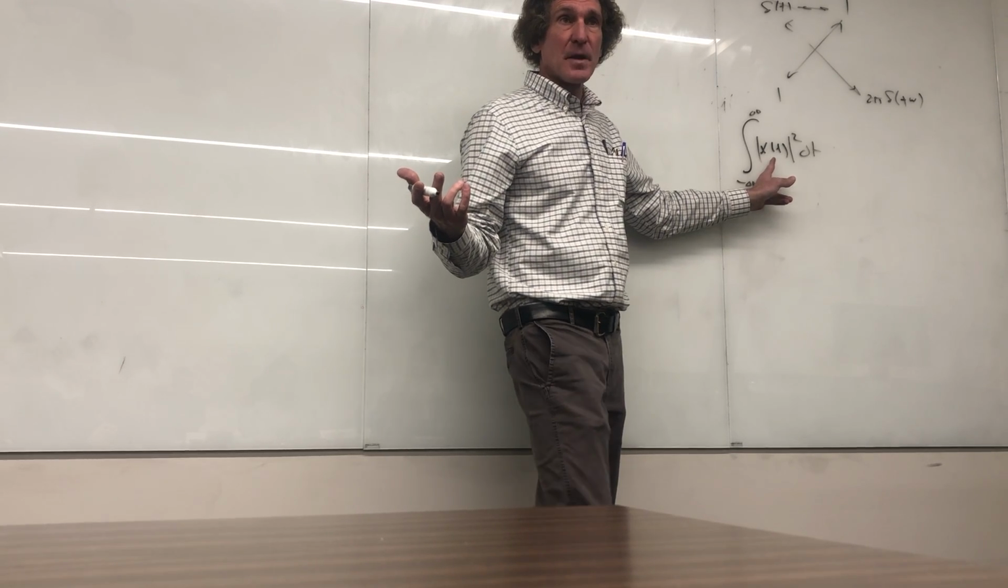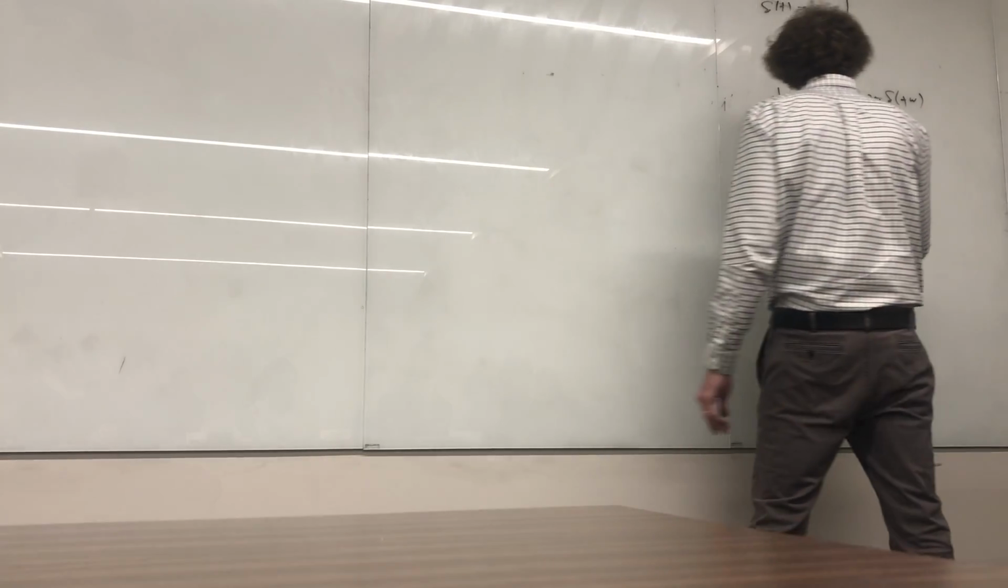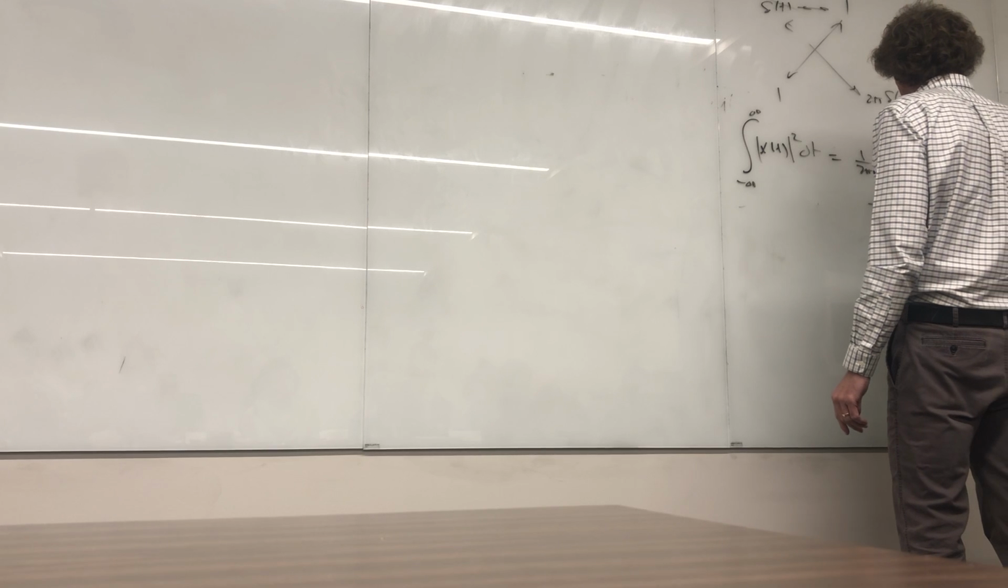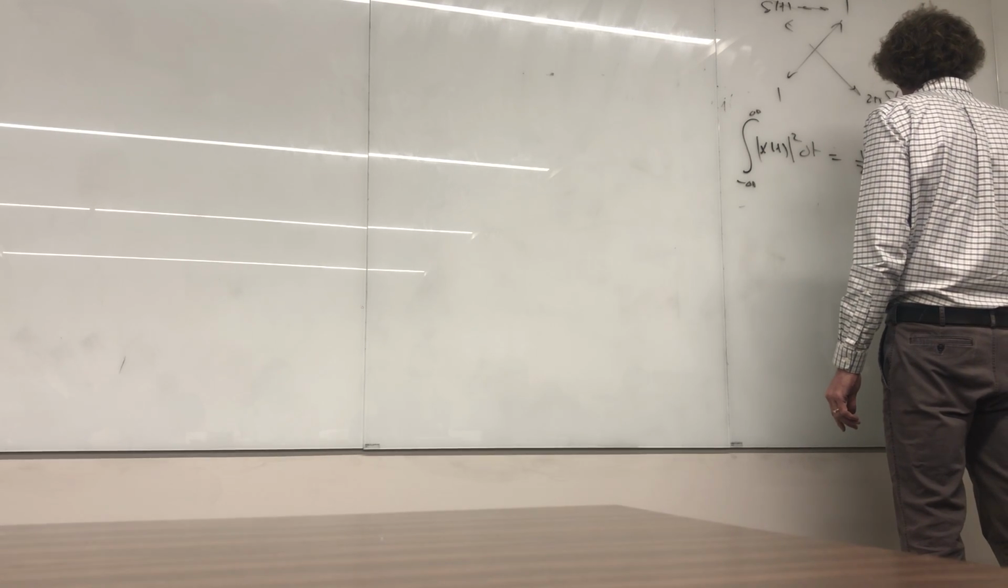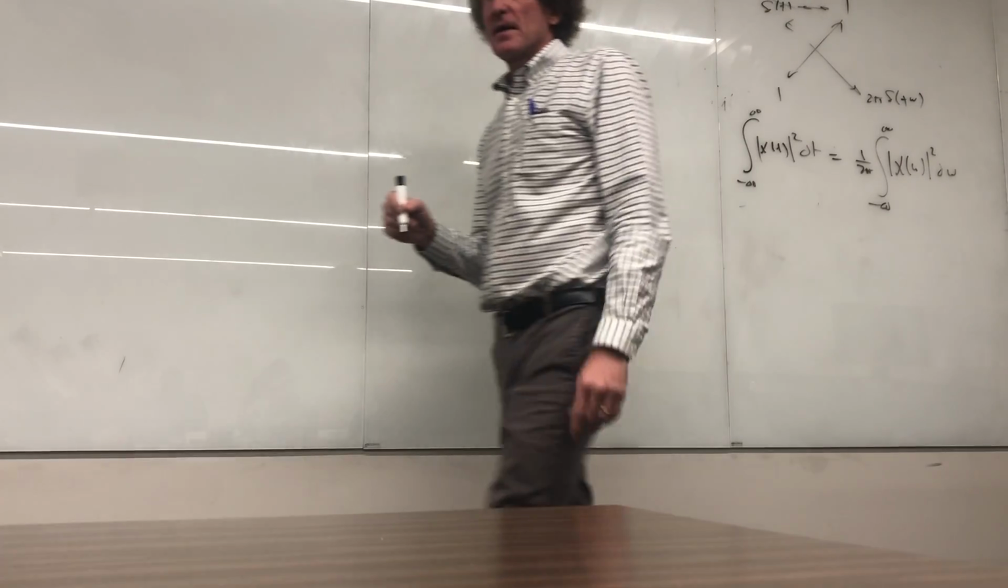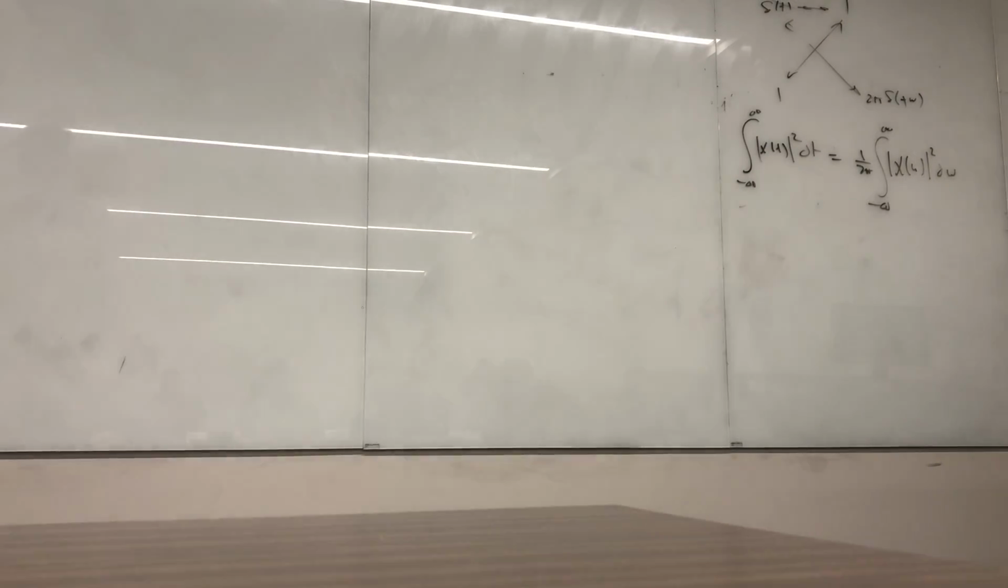Everybody on this? Well, in the frequency domain, this is equal to 1 over 2 pi times the integral from minus infinity to infinity of the magnitude of x of omega squared d omega. Now, let me just do one of these things so you can appreciate what I'm saying.